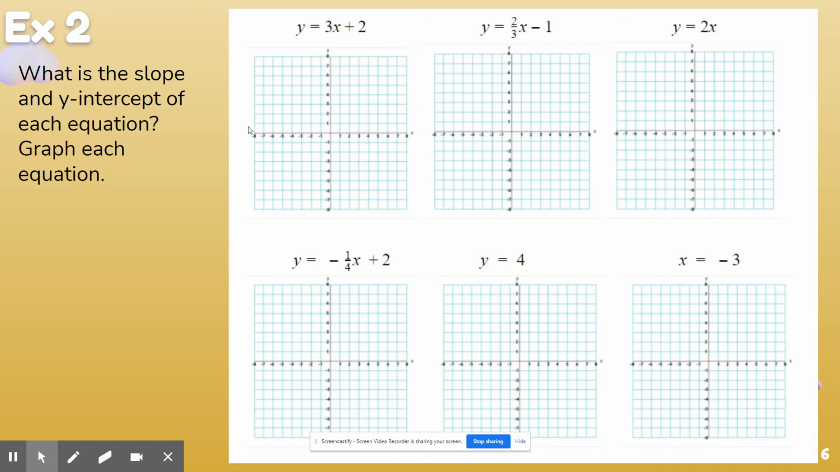For these types of problems, you have to know what slope-intercept form is. It'll make it a lot easier. And basically what that means is y equals mx plus b, where m is the slope and b is the y-intercept.